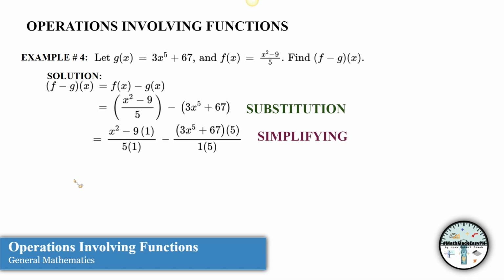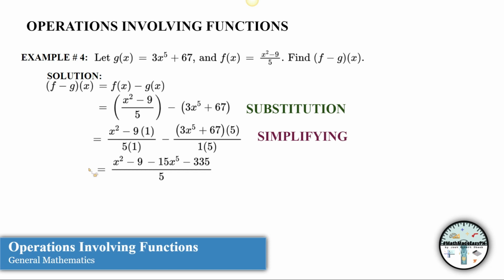And now, since ganito yung itsura niya, we do the thing na yung denominator dito, yeah, yung usual technique ginagamit natin sa previous examples. And after that, we simplify it. So, ganito siya. Then, to become x squared minus 9 minus 15 x raised to 5 minus 335. Kasi, we do the distributive property dito. Ay, ganun lang siya. Ganito na siya kasimple.